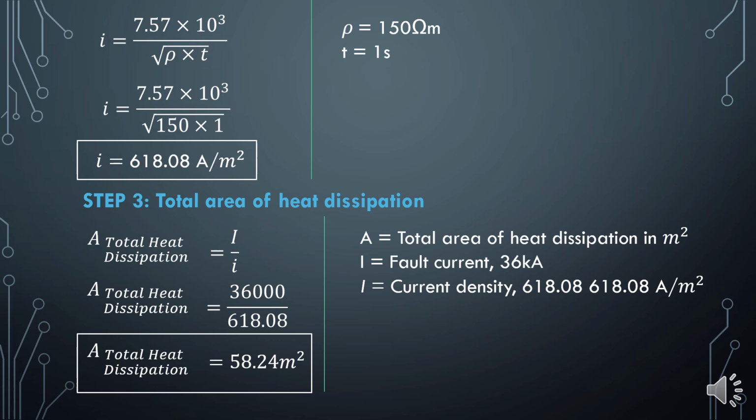Third step is to calculate the total area of heat dissipation required. We have this simple formula. Just divide fault current by calculated current density in step 2. Our total heat dissipation area will be 58.24 square meter.